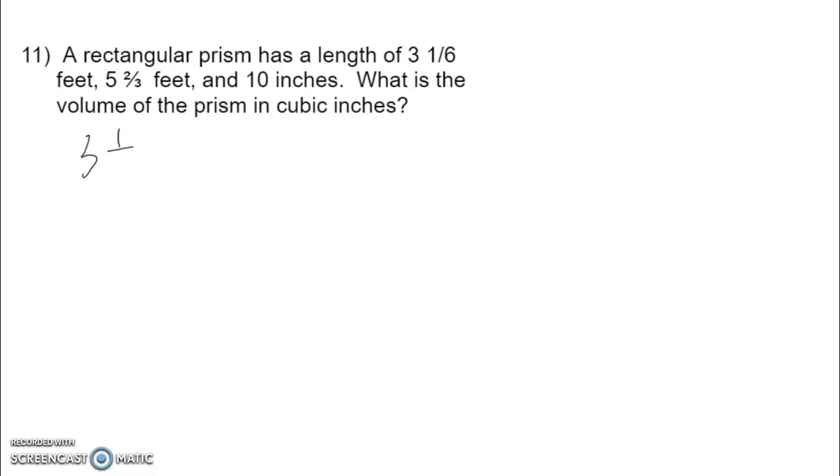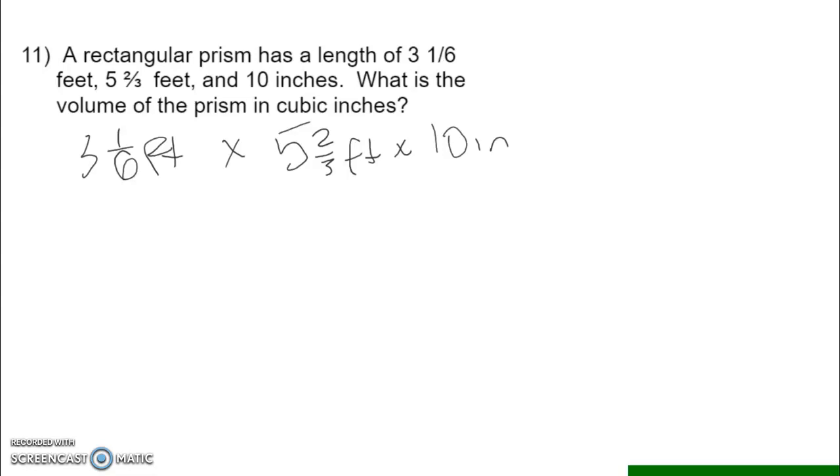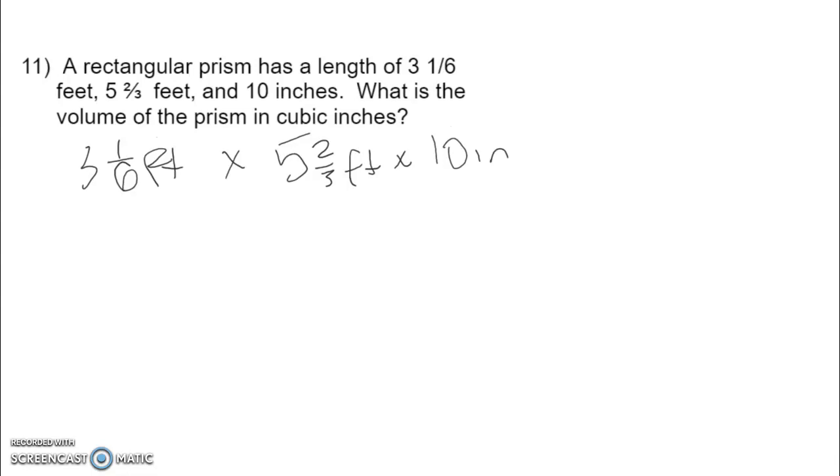All right, so we're going to find the surface area of a rectangular prism that has a length of 3 1/6 feet. The other dimensions are going to be 5 2/3 feet, and then we have 10 inches, which is curious because I have feet, and now I have inches. They want us to find the volume of the prism in cubic inches, which means that I have to change everything over to inches, which we can definitely do.